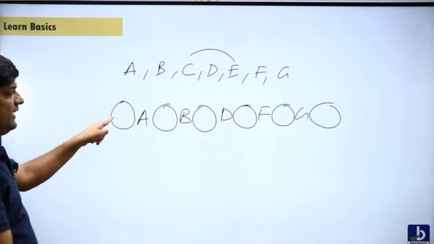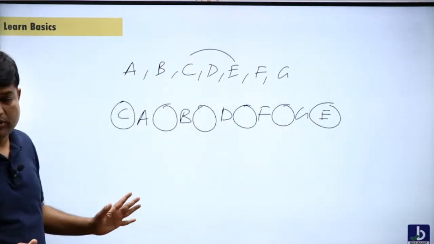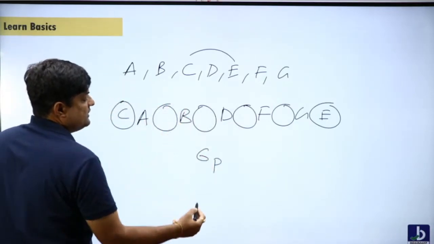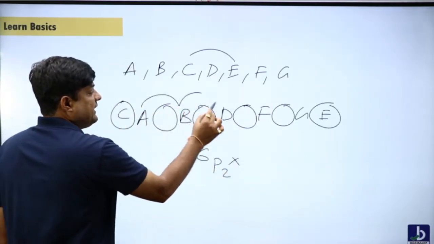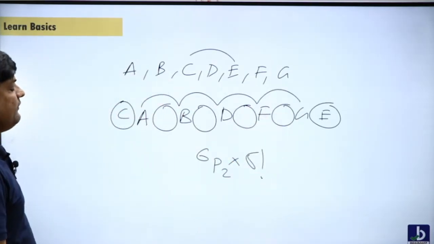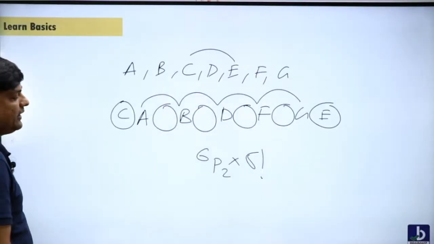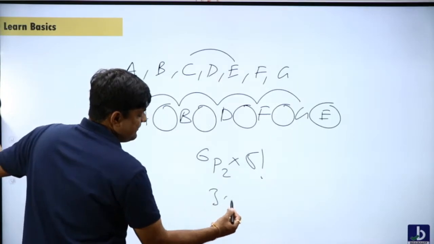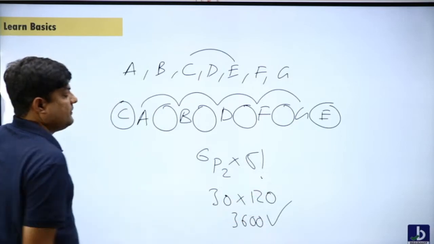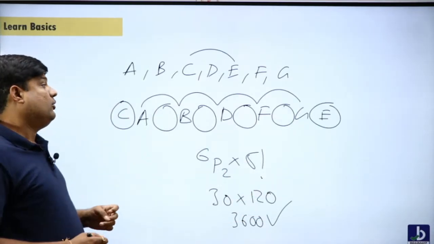They are not together. You can have C, E here also. It doesn't make a difference. Not together means not together. So what are you going to do, students? 6 slots, and how many people? 2. So 6P2, into the other people who can also have their places, that is 5 factorial. 6P2 into 5 factorial, what is the answer? That is 3600. 6P2 is 6 into 5, that is 30, into 120, that is 3600. That's pakka. Are you understanding, students? You got this answer. I'm happy. Okay, now what to do next?